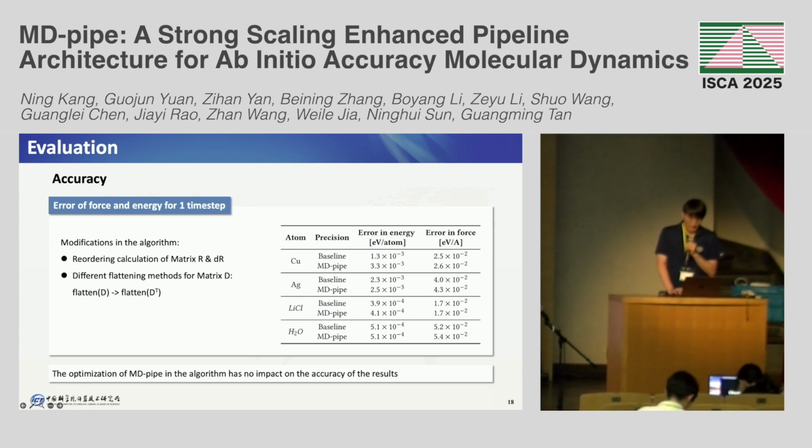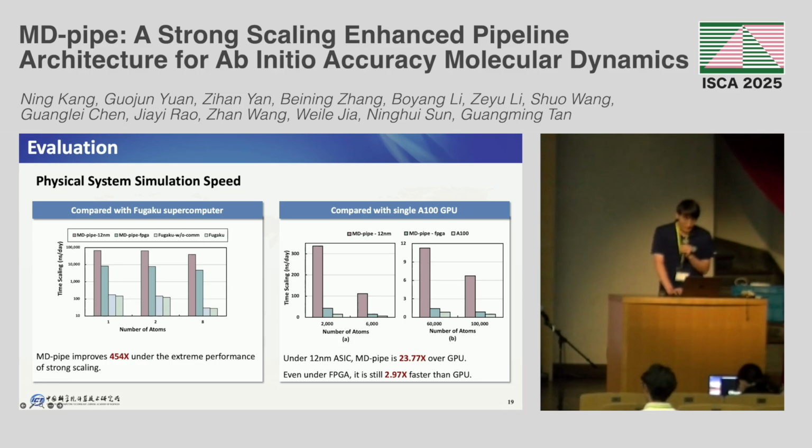Now let's talk about the accuracy evaluation. We evaluated the computational errors in forces and energy across 4 different atomic systems over a single time step. The result shows that neither of these two changes had any significant impact on the accuracy of MD pipe calculations. When it comes to the performance of physical system simulations, we have achieved a big acceleration.